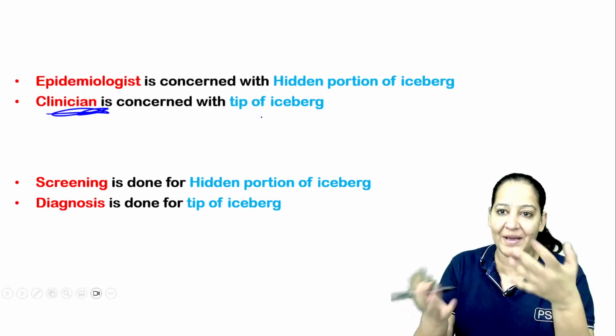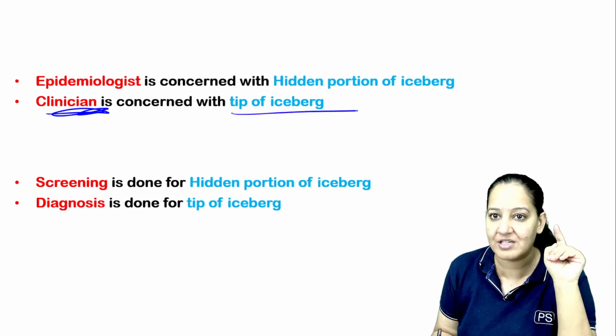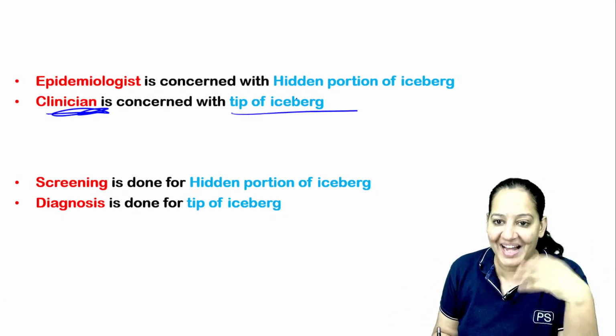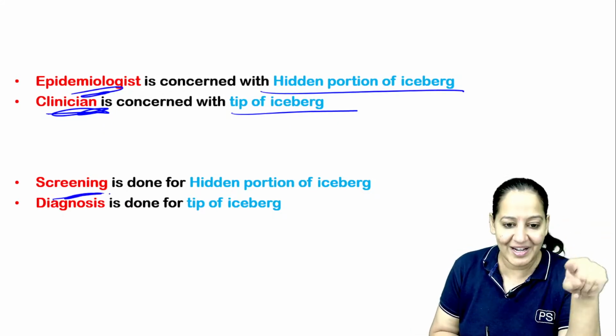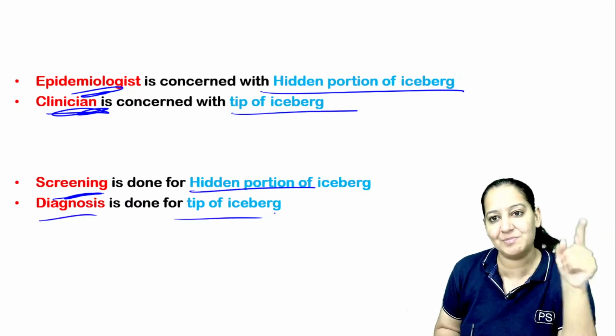We are interested in treating: the patient comes and we treat. You are interested in the tip, but the tip is very small, only 5%. 95% is the hidden portion. So the epidemiologist performs a screening test for that. The screening test is performed for the hidden portion, and the diagnostic test is performed for the tip.